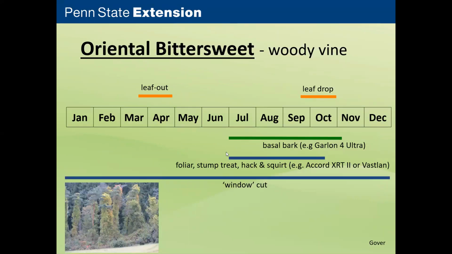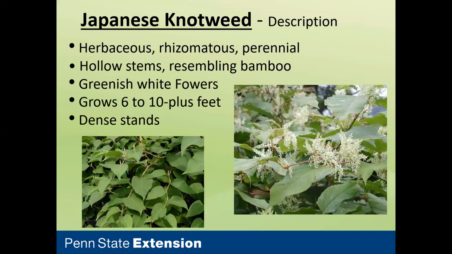So here's the timing of that. Notice all of these treatments: basal bark, foliar, stump treatments, hack and squirt, all start in July and go right on through the late season as long as that plant is actively growing. Basal bark, we'll have a bit longer window because we can put it on stems when we don't have green foliage. And then window cutting can be done year round, but typically I recommend cutting these vines in the winter or early spring so that I can come back at the end of that summer and actually treat the resprouts.